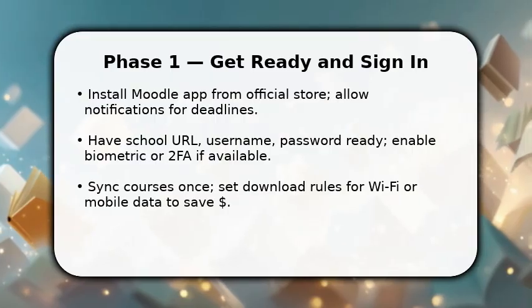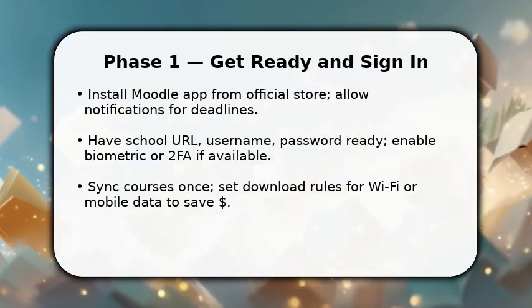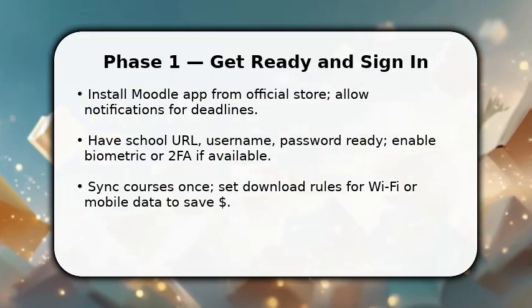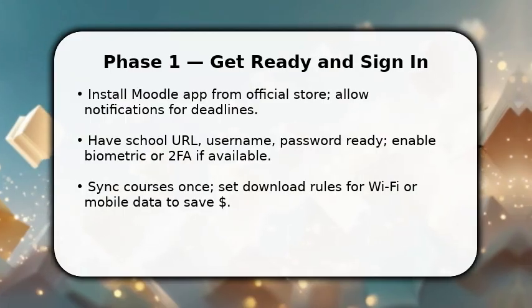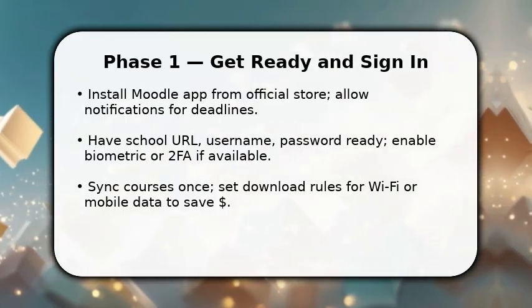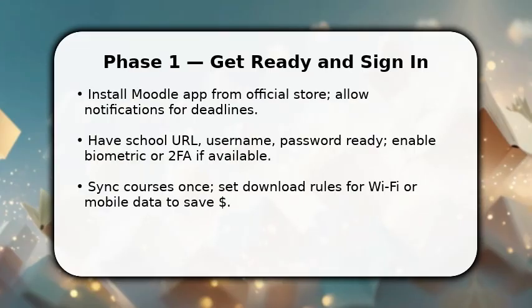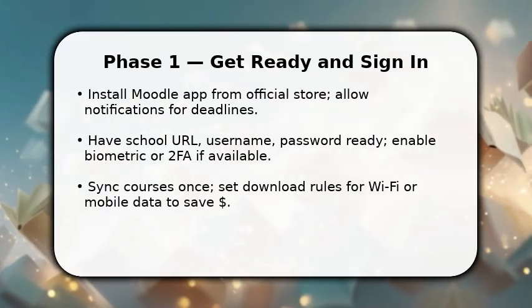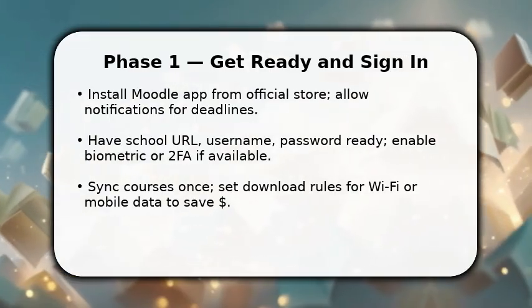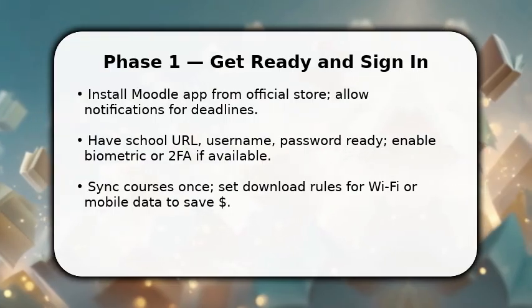You start by preparing essentials. Confirm your school URL, username, and password, and install the Moodle app. Next, sign in and enable biometric or 2FA if offered, because quick access saves time. Once done, sync your courses so the app lists assignments and resources.